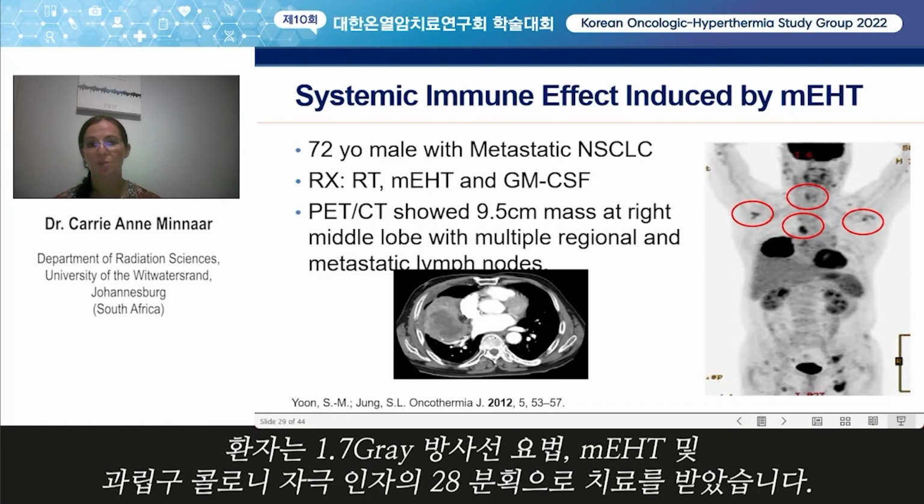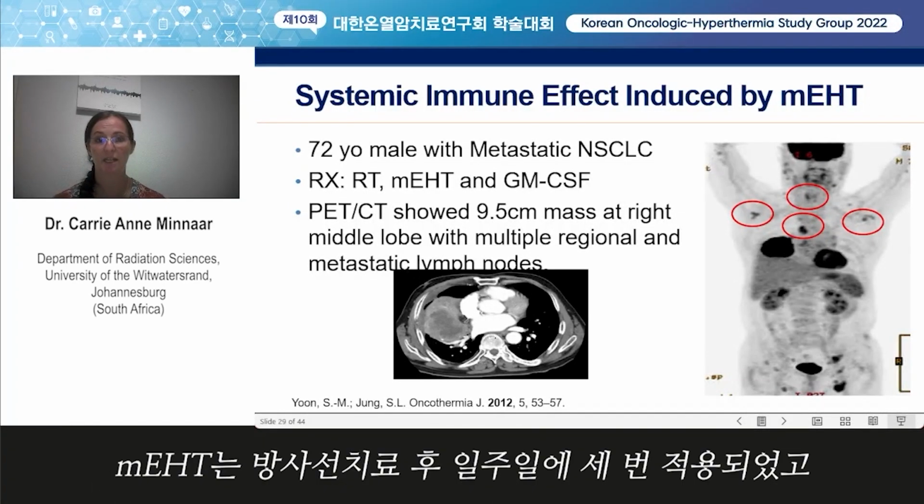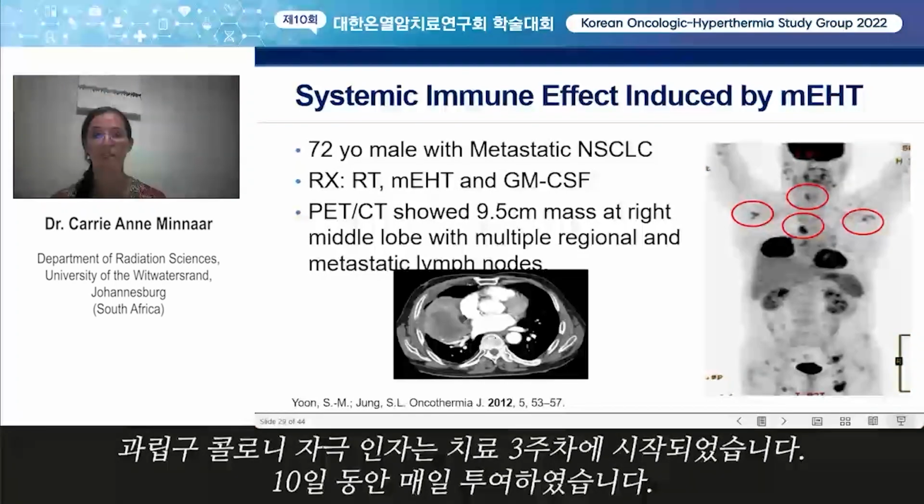The patient was treated with 28 fractions of 1.7 grays of radiotherapy and MEHT, as well as granulocyte colony stimulating factor. MEHT was applied 3 times a week after irradiation, and the colony stimulating factor was started in week 3 of treatment. It was administered daily for 10 days.